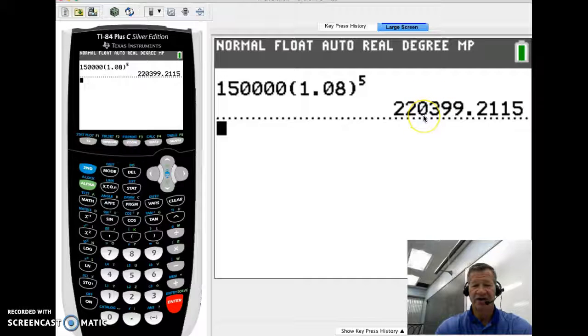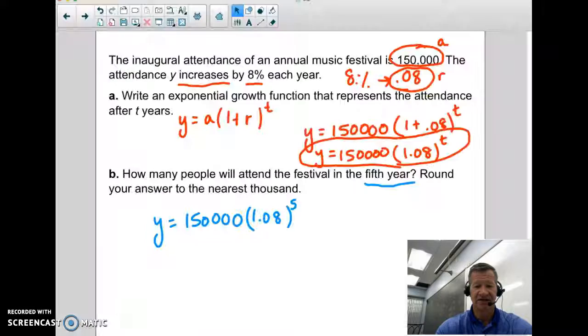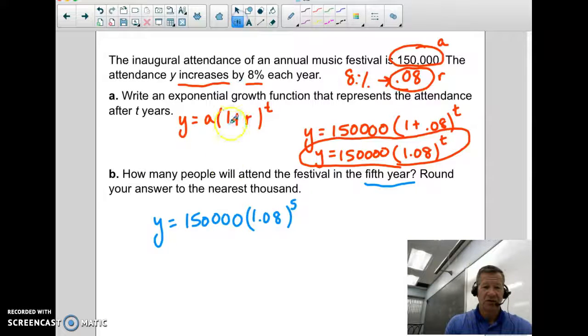So 220,000. If we go 220,399, you have to decide, is this number closer to 220,000 or is it closer to 221,000? Because the number after the zero is a 3, which is less than 500, it's going to be 220,000 to the nearest thousand. So make sure you follow those directions. So the attendance after 5 years would be 220,000. And there's your answer.